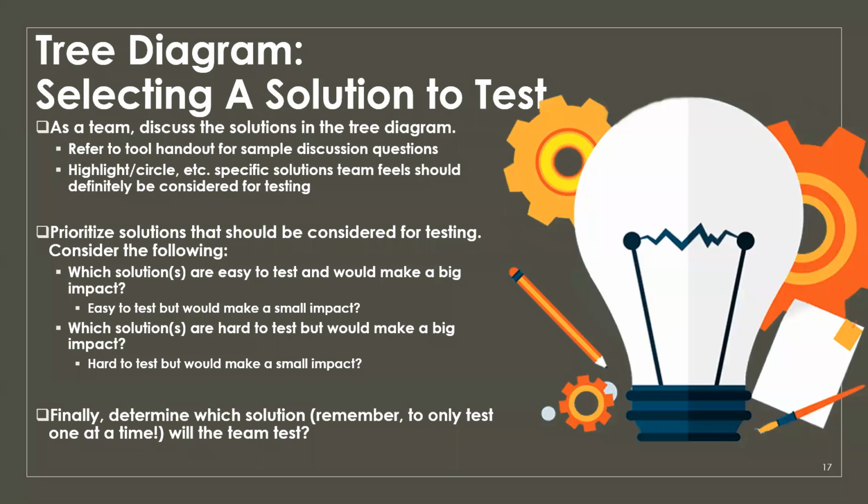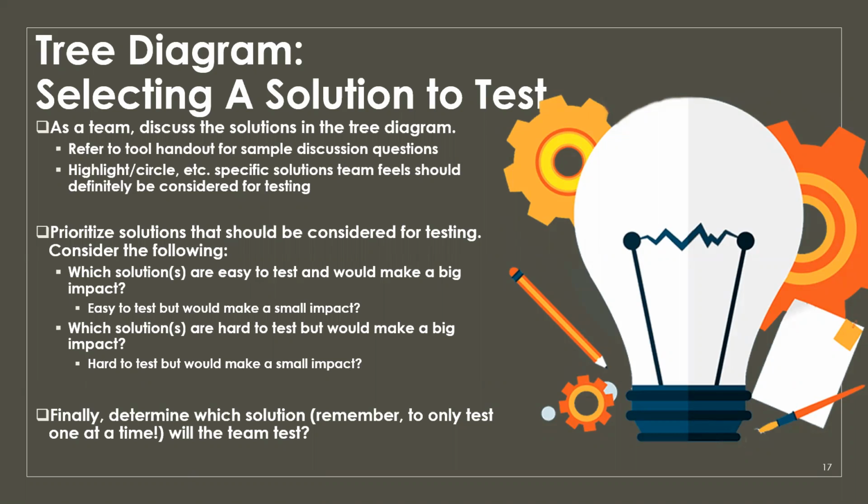And again, using those great prioritization questions that Jeanette shared along with the affinity diagram in terms of which solutions are easy to test and would make a big impact. Easy to test, but maybe make a small impact. So working through, kind of thinking through that logically. Many times with a tree diagram, there actually is sort of an order of operations that needs to happen in that there is a particular branch that you have to tackle before another one.